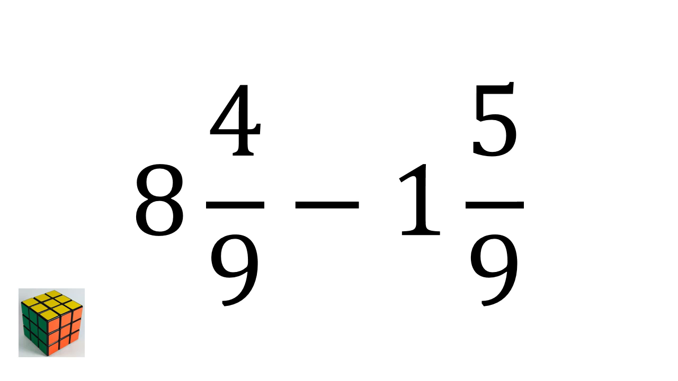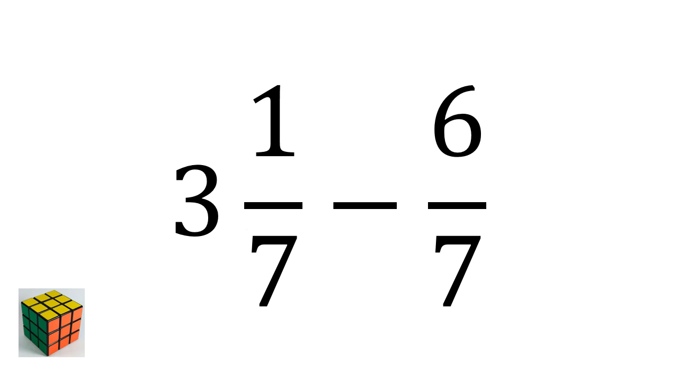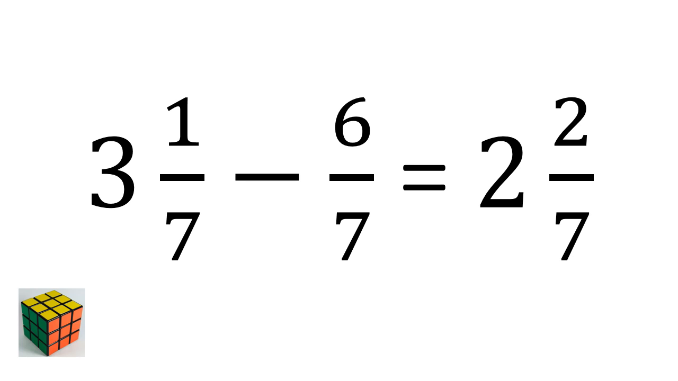8 and 4/9 minus 1 and 5/9. 8 and 4/9 minus 1 and 5/9 equals 6 and 8/9. 3 and 1/7 minus 6/7. 3 and 1/7 minus 6/7 equals 2 and 2/7.